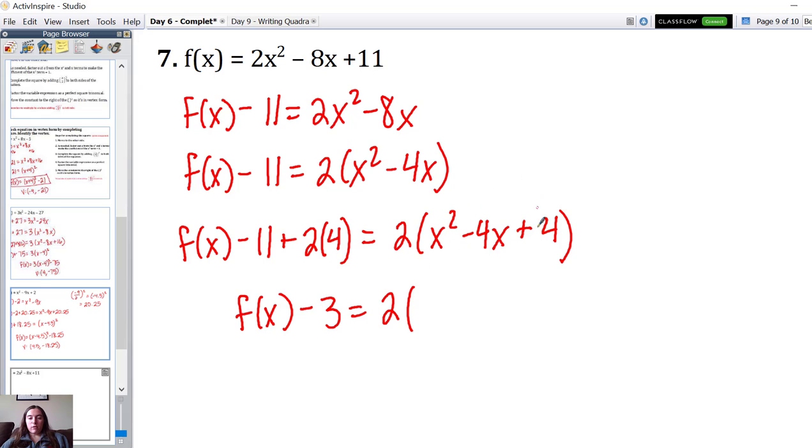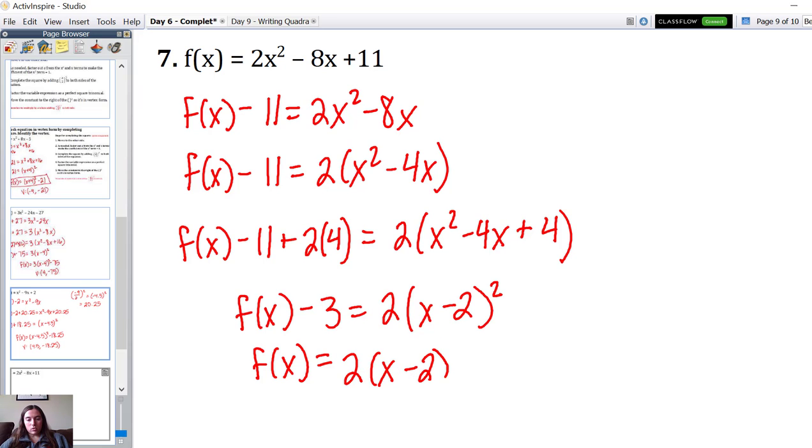And here's where we're going to do that perfect square trinomial. Our factors of 4 that add up to negative 4 are negative 2 and negative 2. Then we have f of x equals, and we're adding 3 to both sides, 2 times x minus 2 squared plus 3. So our vertex is at the point positive 2, positive 3.